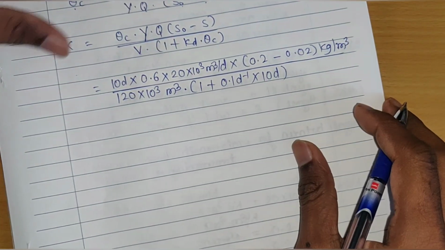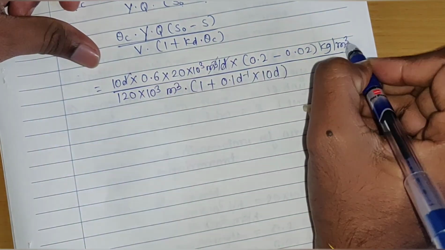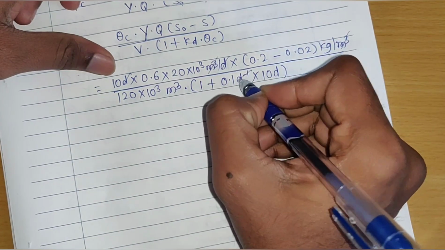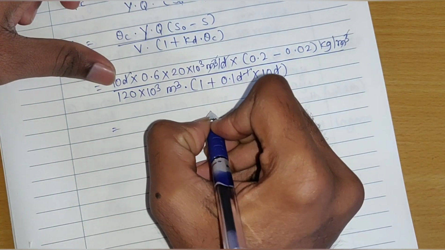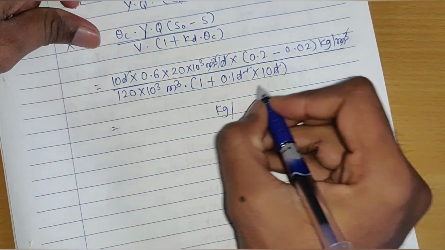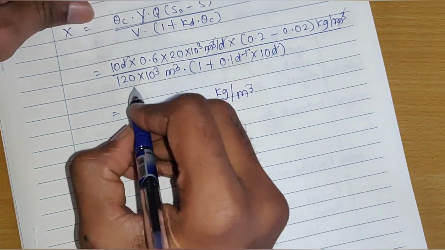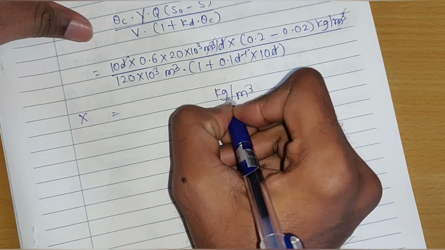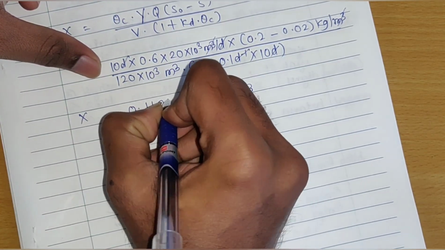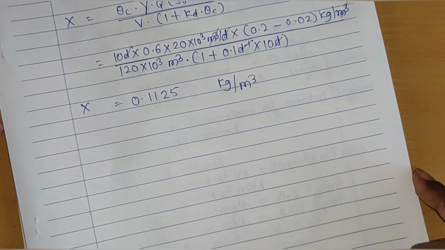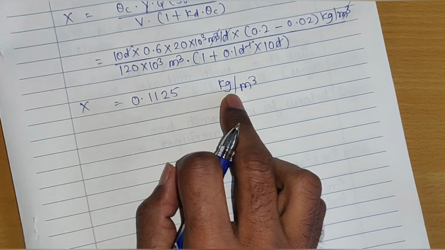Let's see the unit cancellation. Per day will get cancelled, meter cube will get cancelled, per day will get cancelled, remaining will be kg in the numerator and meter cube in the denominator. The value of x in terms of kg per meter cube is 0.1125 kg per meter cube. Okay, this is the value of x. The MLSS concentration is 0.1125 kg per meter cube.